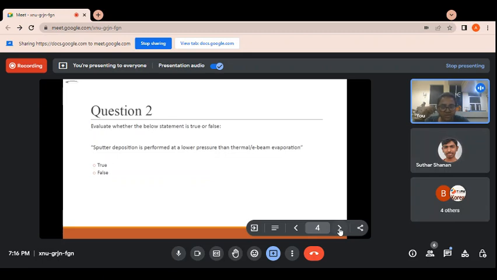So what is the right answer? Basically, sputtering is carried out at high pressure, right? First the chamber is made vacuum, and then argon molecules are let into the chamber to make it high pressure. So sputtering deposition takes place at high pressure. Okay, is that the right answer?